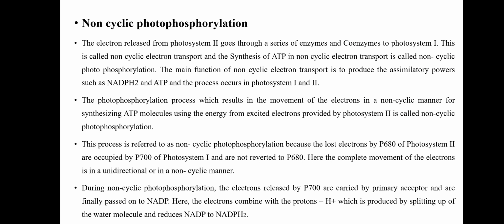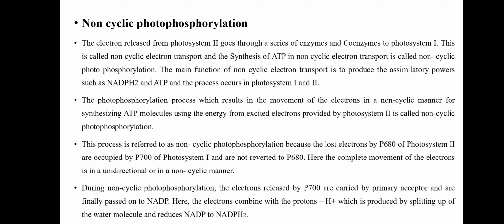Then non-cyclic photophosphorylation. In case of cyclic photophosphorylation, the released electron returns back to the same photosystem 1, but here there is no return of electron. The electron released from PS2 goes through a series of enzymes and coenzymes and photosystem 1. This is called non-cyclic electron transport chain or Z scheme, as it looks like a Z. The synthesis of ATP in non-cyclic transport is called non-cyclic photophosphorylation.